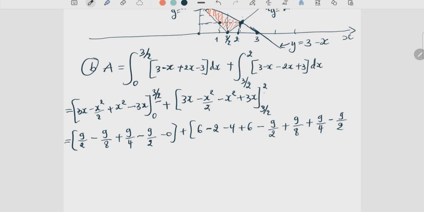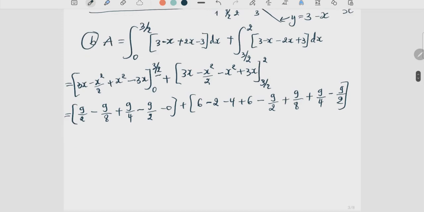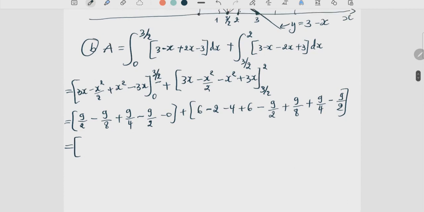Right, so please double check the calculation to make sure I did not make a mistake somewhere. So that's that. And then simplifying this now, 9/2 here and the 9/2 there cancel. The -2 and -4 cancel with the 6. What else? 9/8 and the 9/8 there.